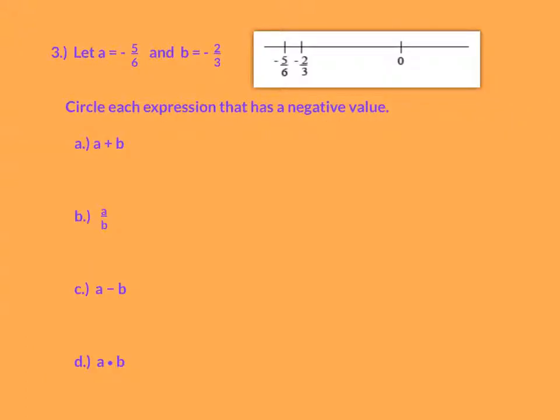Next, we're going to let negative 5/6 be A and B be negative 2/3. And they very conveniently put both of those on the number line here so we can see them. So negative 5/6 is A and negative 2/3 is B. So complete each expression. Circle each one that has a negative value. Okay, well, A plus B, so I've got negative 5/6.